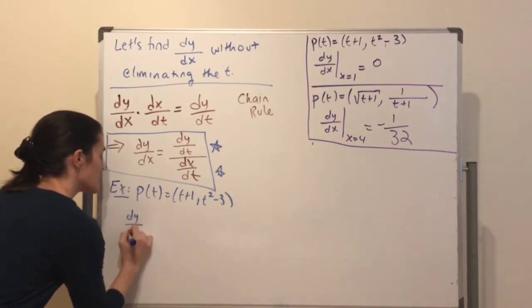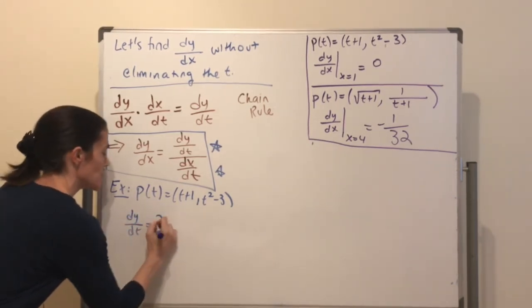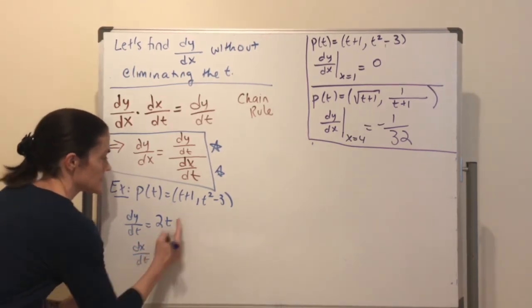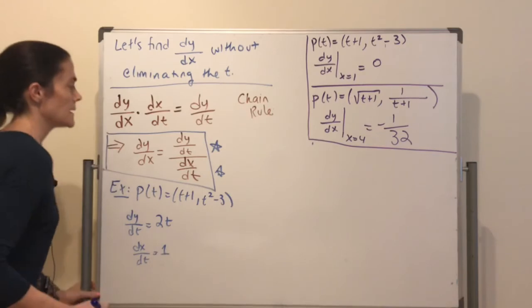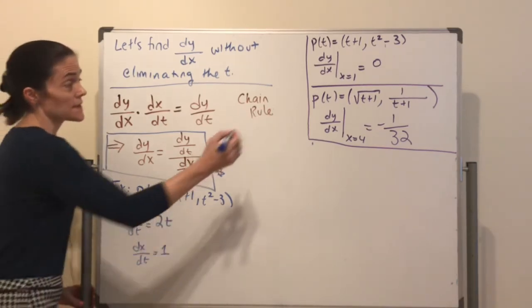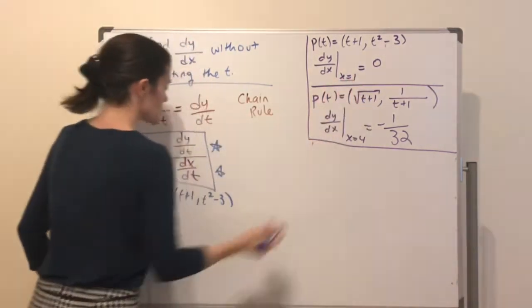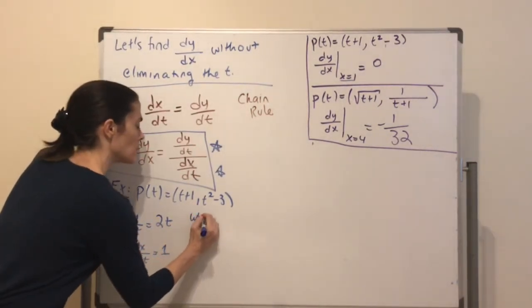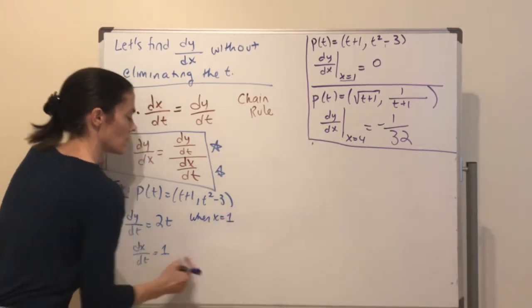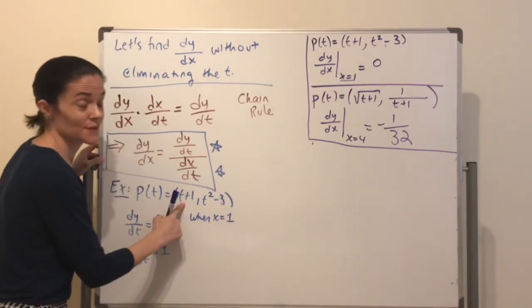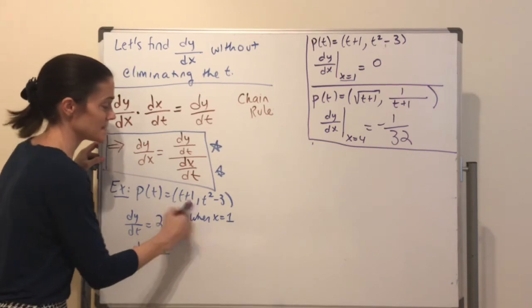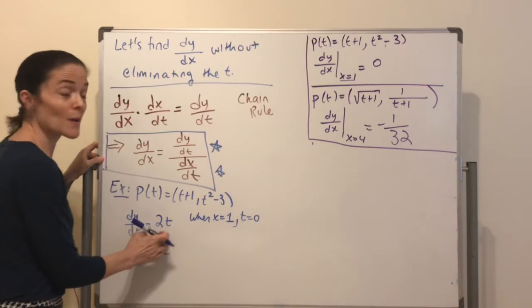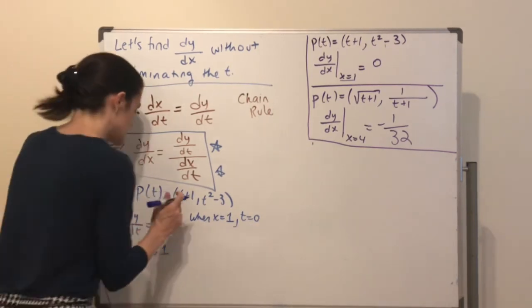dy/dt is 2t. dx/dt is 1. Now, this is an important part: at x equals 1, well, when x equals 1, that's the first component, t is 0. So I need to evaluate both of these at t equals 0.